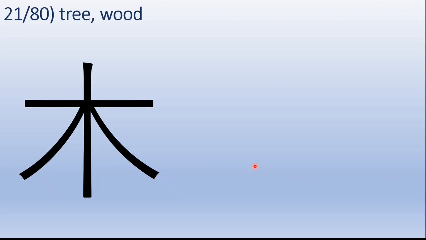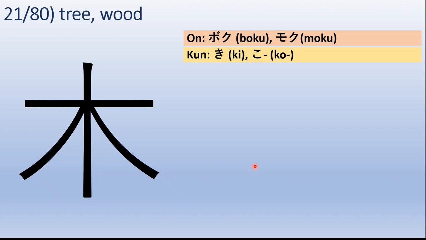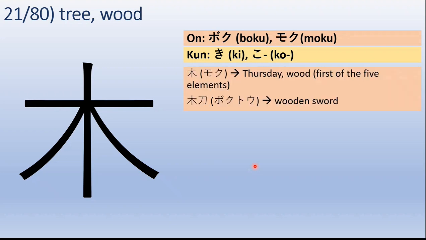So today we start with the tree radical. So this is the symbol for tree or wood. In On'yomi, it's called boku or moku. In Kun'yomi, it's called ki or ko. So these are the meanings in On'yomi. Moku, which means wood, which is the first of the five elements, and it's also used to represent Thursday. Then we have bokuto. Bokuto is the wooden sword.